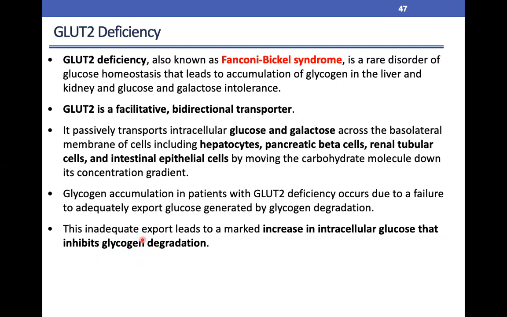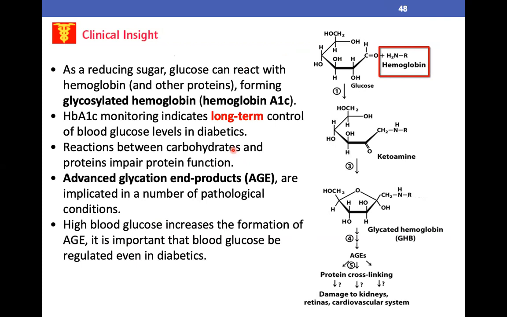Okay, this is the last slide. I know it's been really long. It's really straightforward. All you need to know is that if you have hemoglobin and you have glucose, the glucose can actually glycosylate the hemoglobin, and that's sort of a long-term thing. So once a hemoglobin is glycosylated, it's going to stay glycosylated.